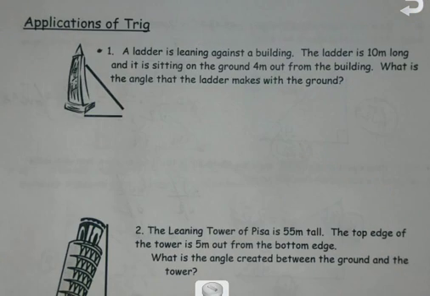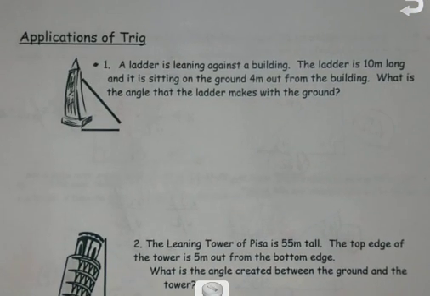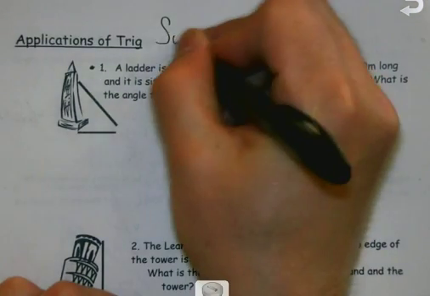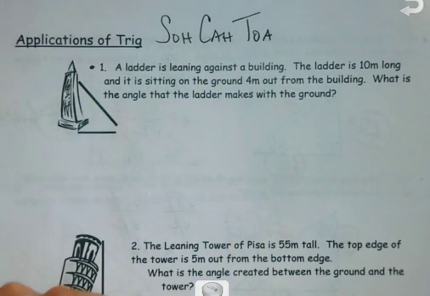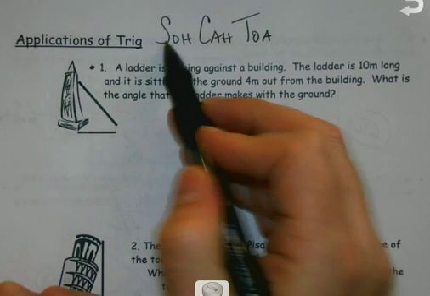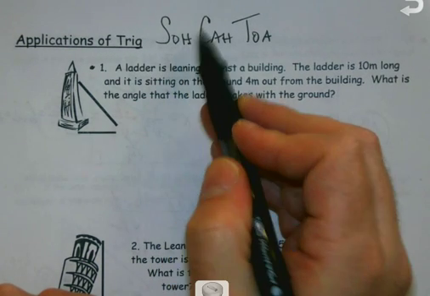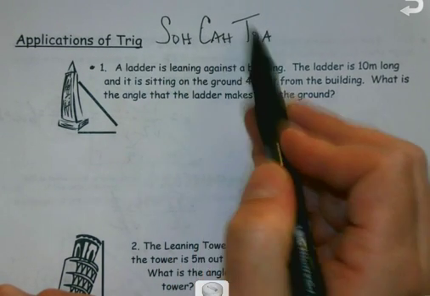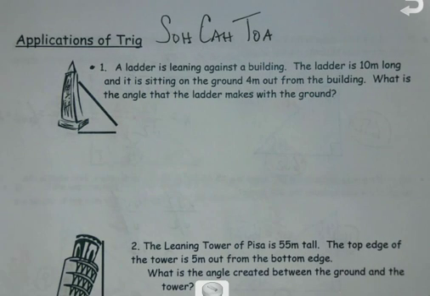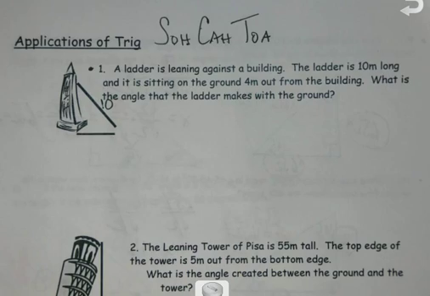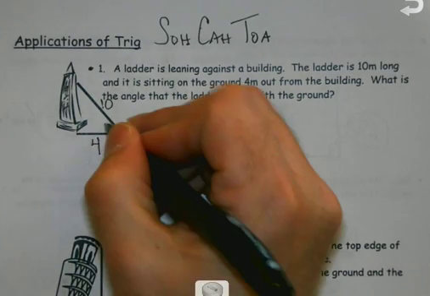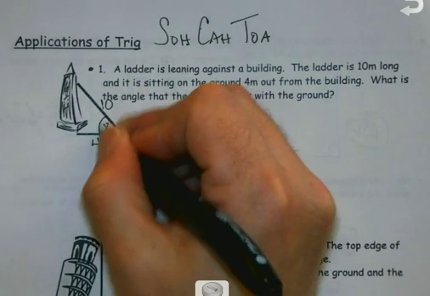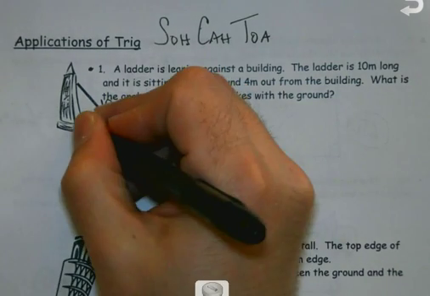So when we get here to the back, as we look at our applications, reminder, the three trig functions that we're using: sine is opposite over hypotenuse, cosine is adjacent over hypotenuse, tangent is opposite over adjacent. So we've got a ladder leaning against a building. The ladder is 10 meters long, and it's sitting on the ground 4 meters out from the building. What is the angle the ladder is making with the ground?